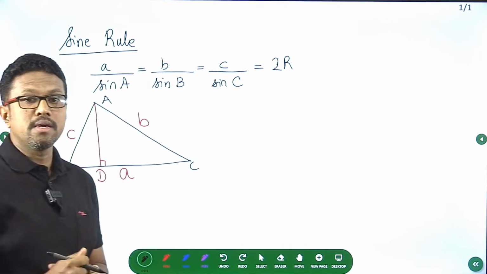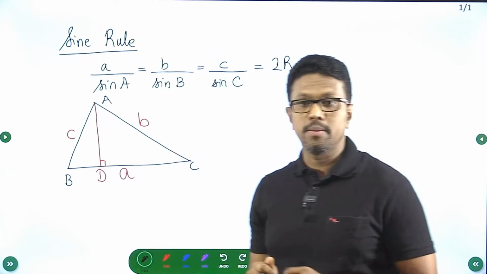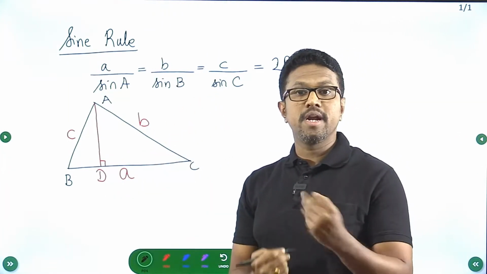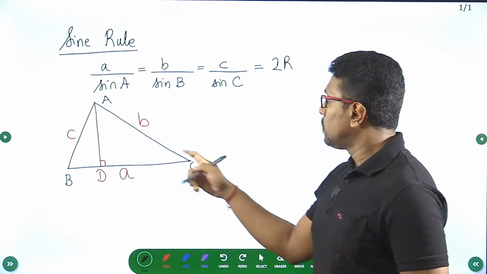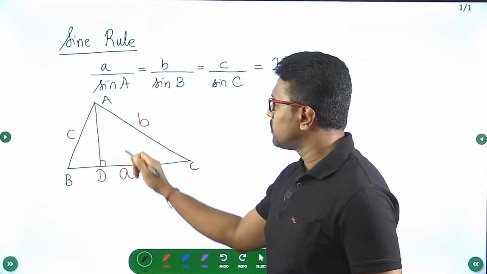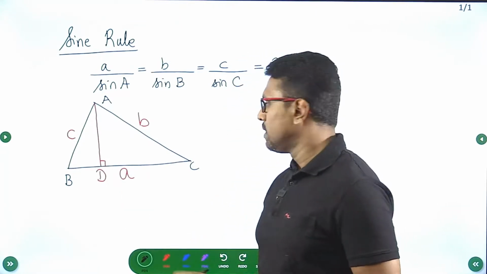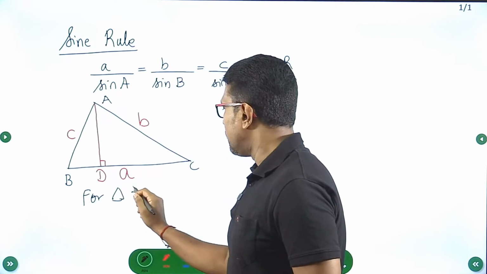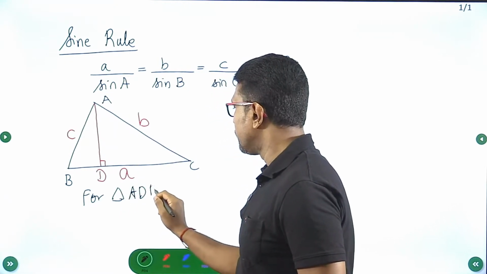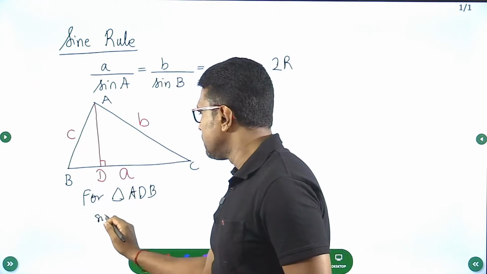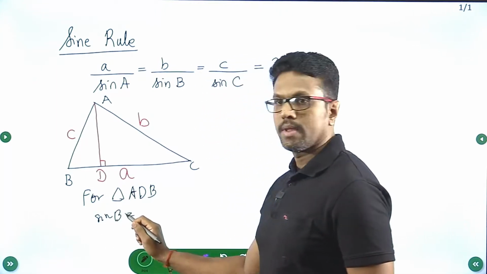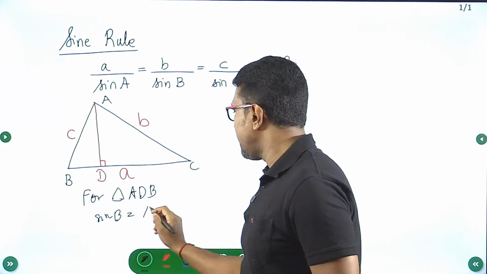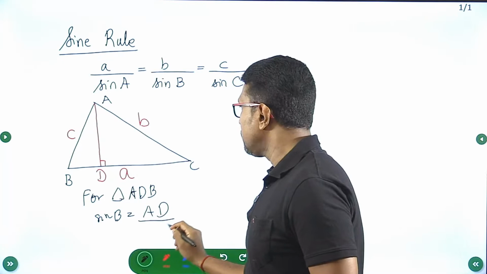So what we can say is we can find the area of the triangle ABC. First, we can find the area of triangle ABC in 3 different manners. We can get the formula for this, correct? Here, suppose I take this triangle ADB. For triangle ADB, sine B will be equal to opposite side upon the hypotenuse. So that is AD upon AB.